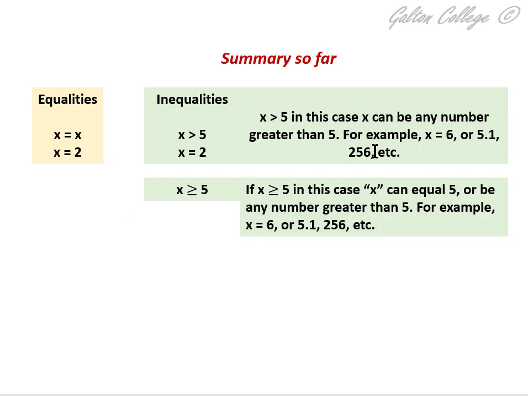Back up here on this one, x is greater than 5. It can't be 5. It has to be some number 6, 5.1, or 256, or whatever I've got here. It could be 5.000001 or whatever. But it can't be 5, because x is greater than 5. Down here it's greater than or equal to.